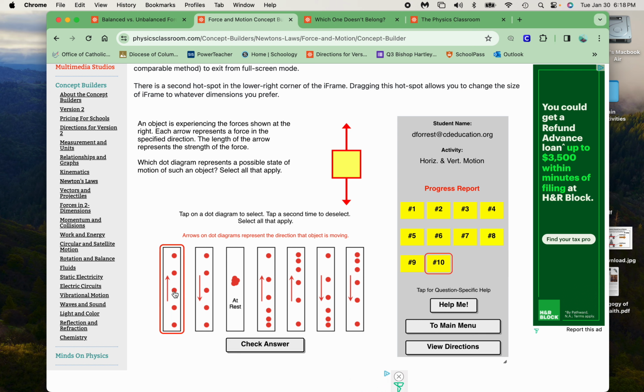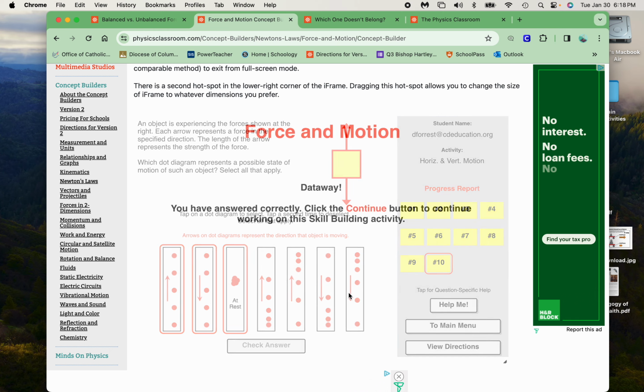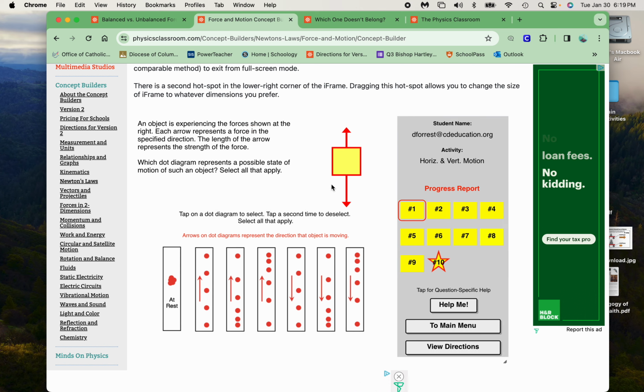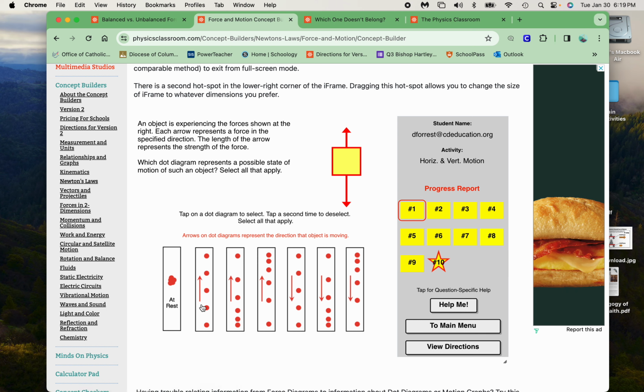So that agrees with this dot diagram, which is kind of like a motion map without arrows, this dot diagram, or this dot diagram. So I think all three of those are possible. If I check another one here, this now has a greater force down than up. We don't know what direction something's moving. Can't be at rest. Can't be constant velocity here.